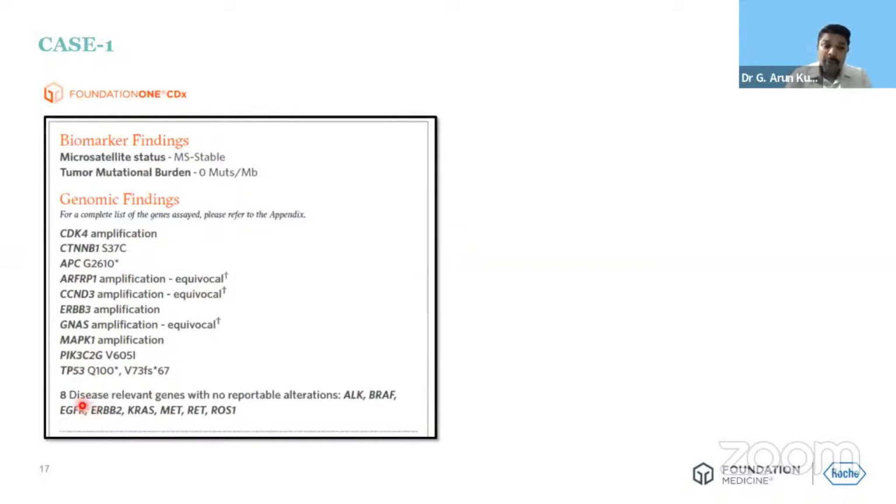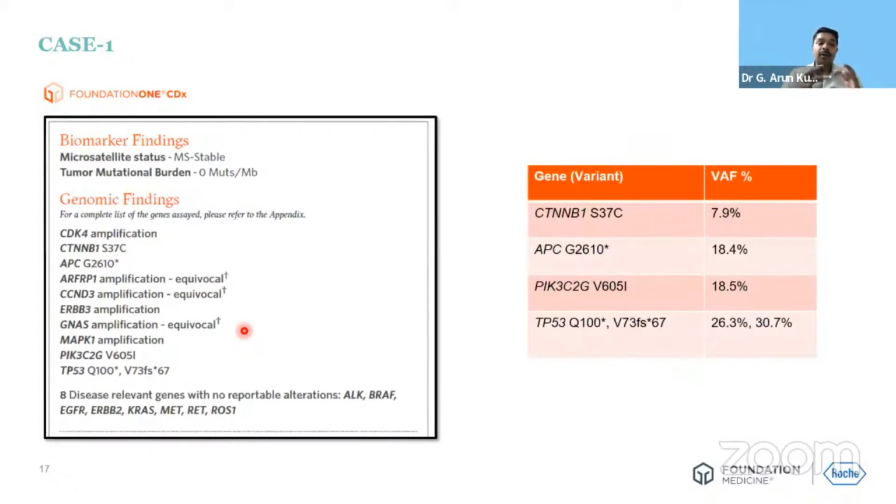Now, the most critical aspect is there is no ROS1 fusion. That could be the reason why the patient did not respond to crizotinib, because ROS1 immunohistochemistries are known to have false positives. So a confirmatory test is very important. Either a FISH or NGS like this is definitely important to know whether the IHC is a true positive or not. Now I'll come to the variant allele fraction story of this.